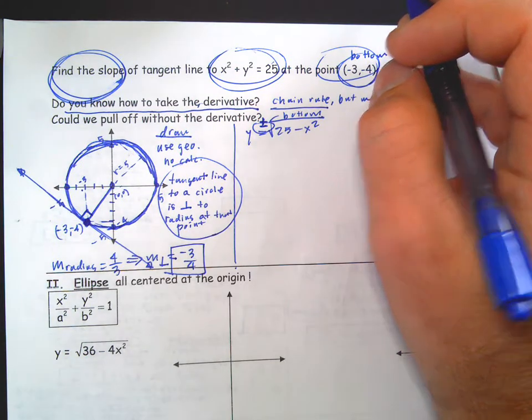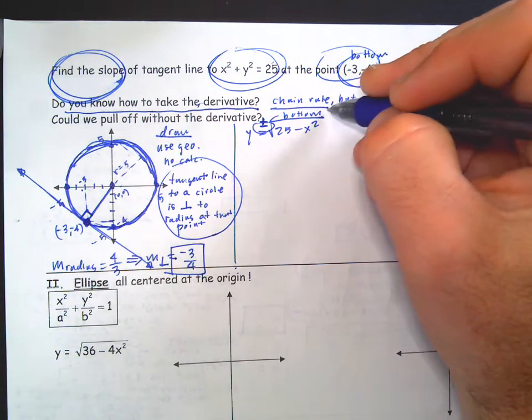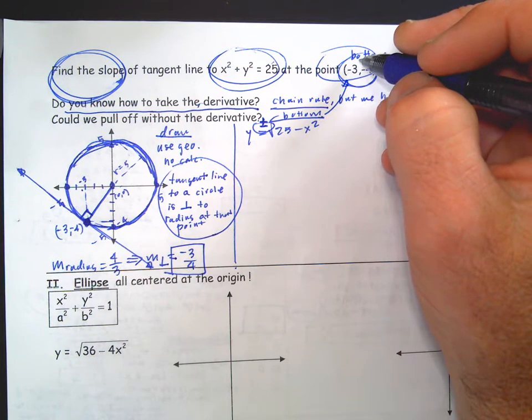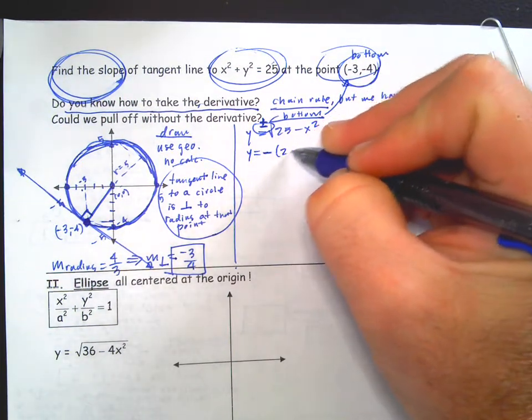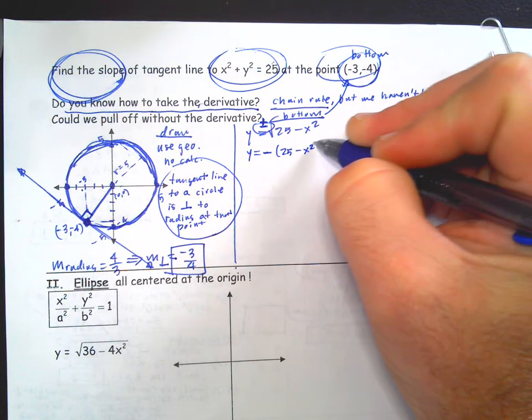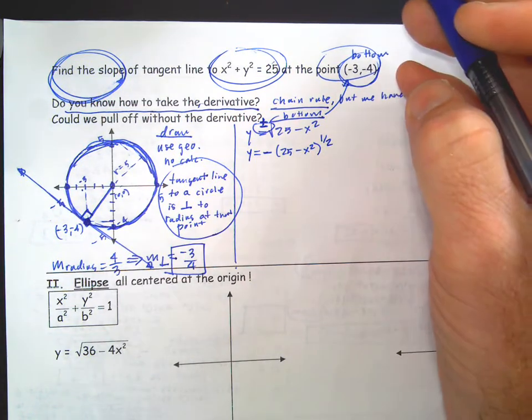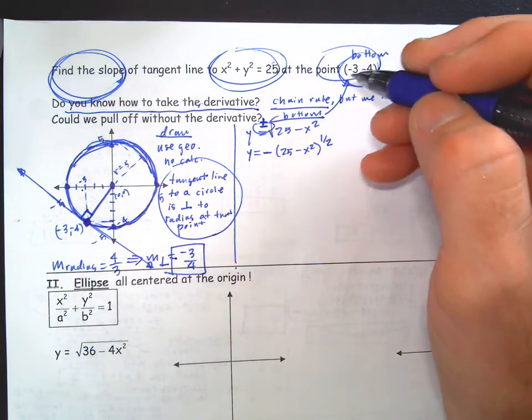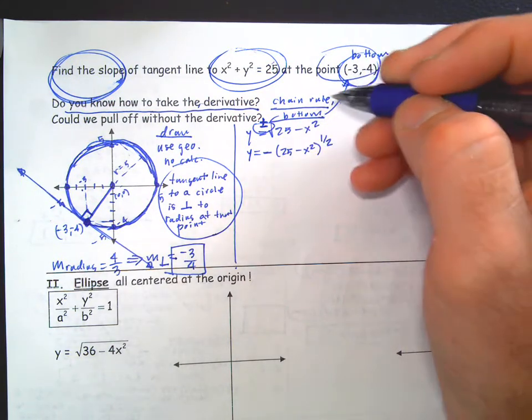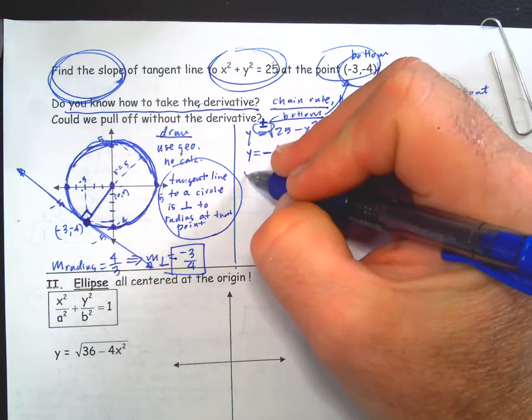So that's why it's the bottom. Now I would rewrite this. Negative, I'd put parentheses 25 minus x squared to the 1/2, because square roots are actually powers. They're rational exponents. So we actually use the power rule that we've been using. So that's not a new thing.